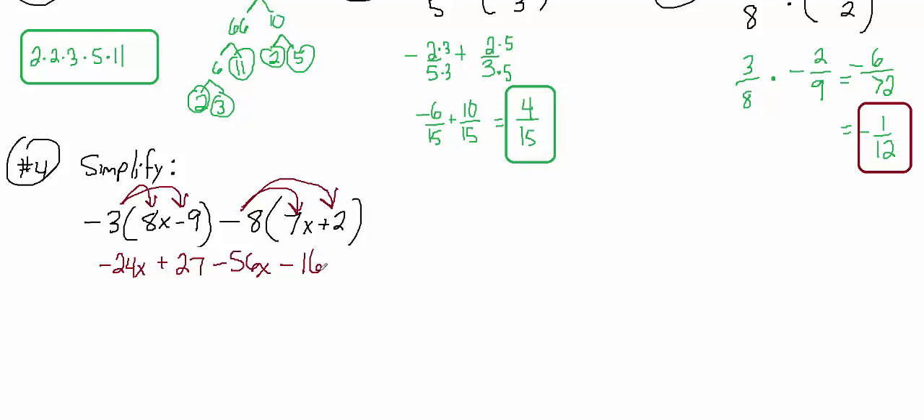We're going to combine our like terms then. Combine our x's: negative 24 minus 56, and when we do that, we get negative 80x. And we're going to do 27 minus 16. That is 11. And so our final answer comes out to be negative 80x plus 11.